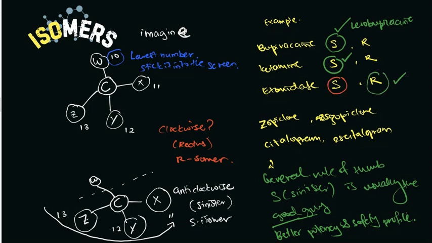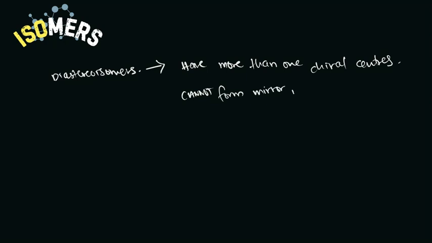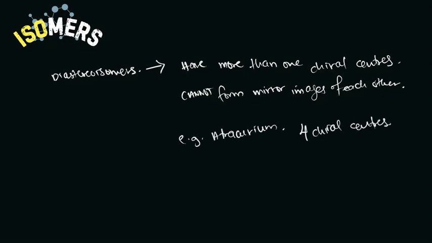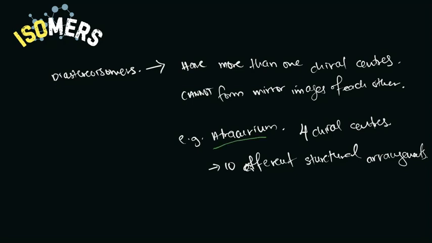But it is not always true, because in etomidate, the R isomer of etomidate is better, as in it has greater potency compared to S-etomidate. Now there are a few other terminologies that you have to be familiar with in isomerism, one of them being diastereomers, wherein they have more than one chiral center, meaning that they cannot form mirror images of each other. A famous example of diastereoisomers is atracurium, where it has 4 chiral centers. From this, it has 10 different structural arrangements.